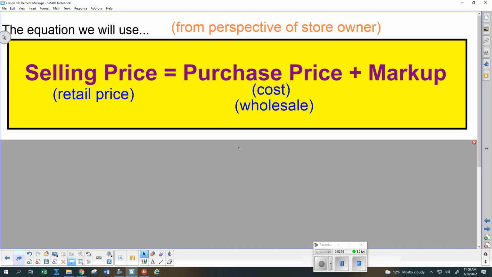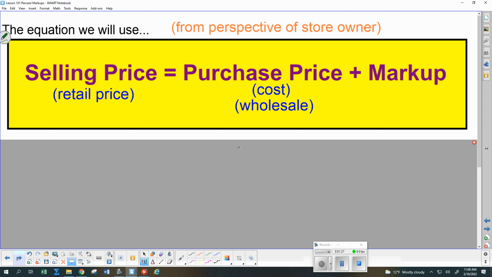So for all of these, we're thinking about from the perspective of the store owner. The price that the store owner sells it for is going to be whatever the store owner purchased it for, plus some extra. And the extra is called the markup. That's used to pay the employees, to pay the heating and electric, to pay to rent the building, and to have some profit for the store owner himself or herself.